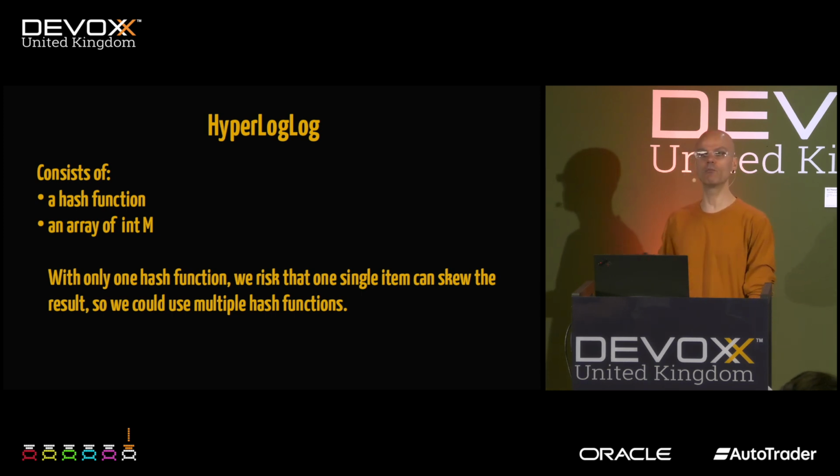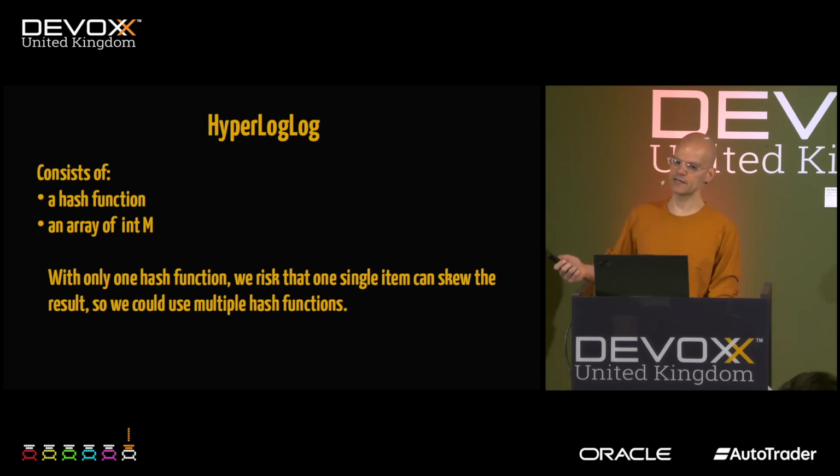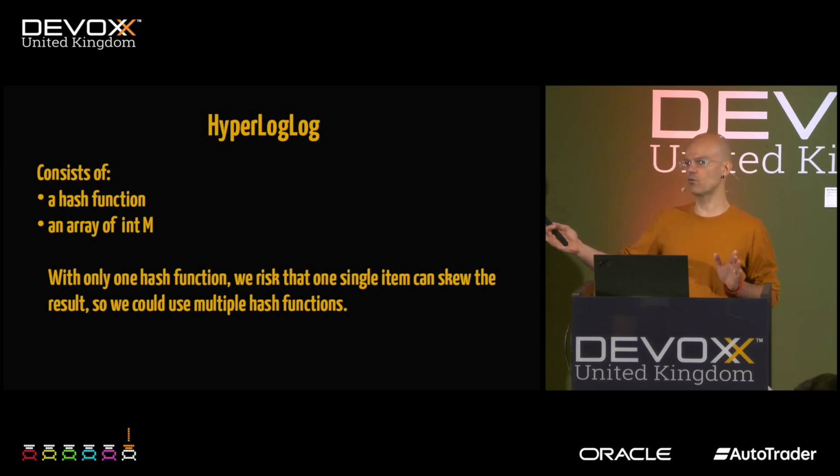So we use more hash functions, so that even if one hash function gives us a skewed result, the other ones will mitigate this because we're going to get an average of all the hash functions.